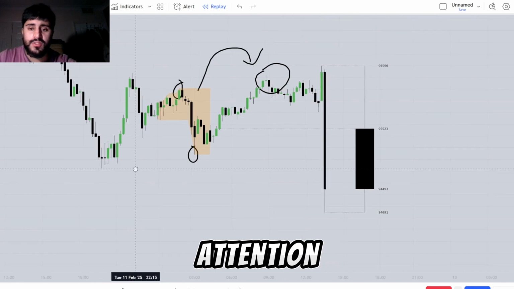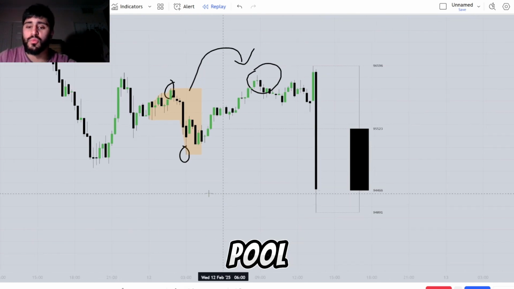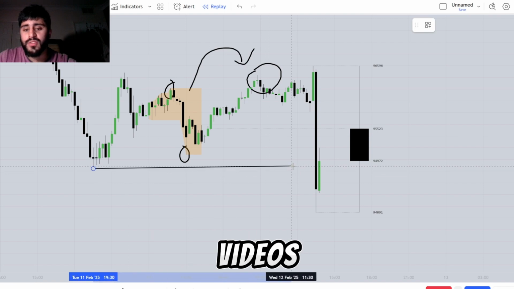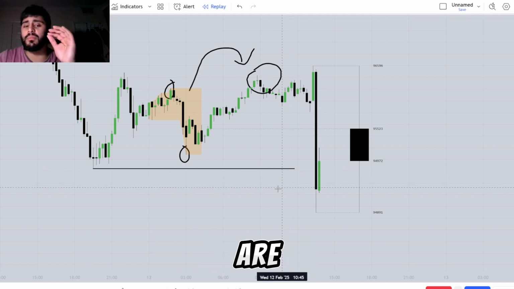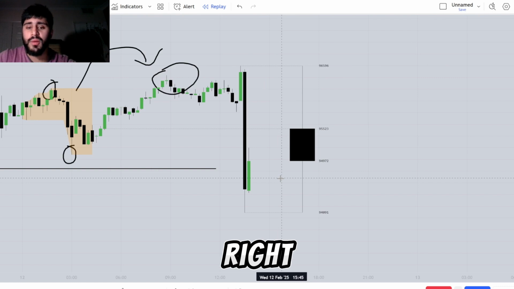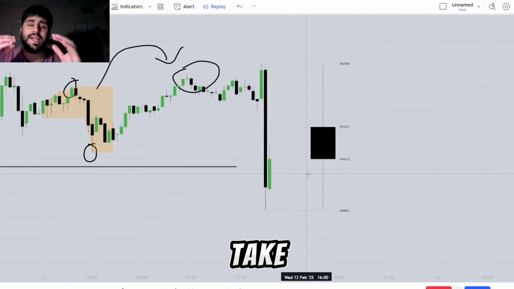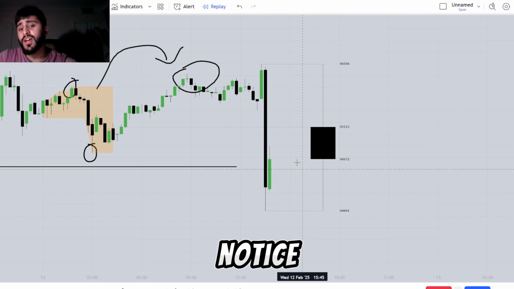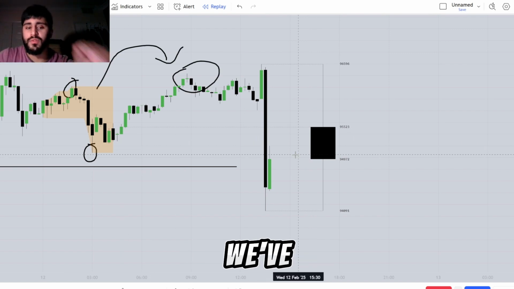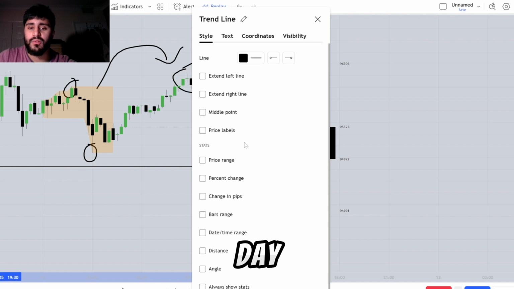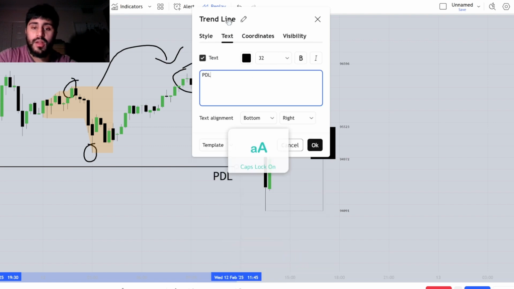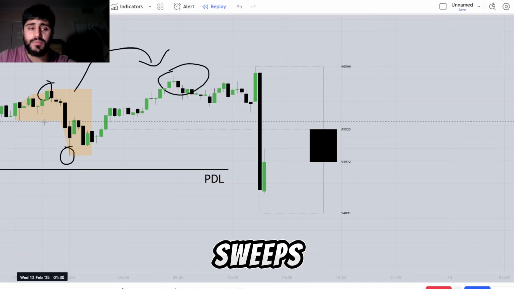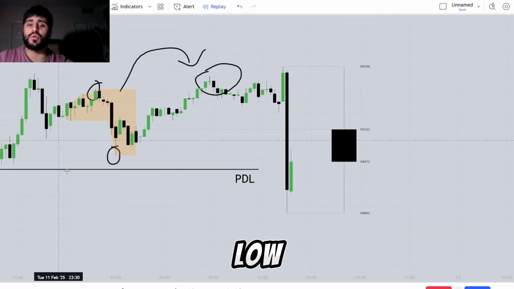And I want people to pay attention to exactly what liquidity pool was actually taken out. I've often spoken about in other videos that the previous day low sweeps are the most important type of liquidity sweep, right? When you see a news event take out a previous day low and struggle to move downwards, right? So notice how we're below the daily opening price. We've taken out liquidity. This is the previous day low, right? I'm just going to write PDL. This is the previous day low or PDL. PDLs are very, very important liquidity sweeps, as well as Asian range high and low liquidity sweeps.